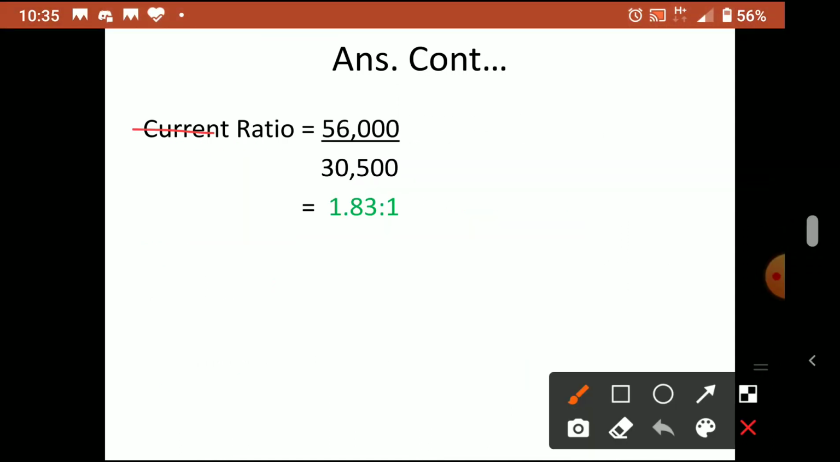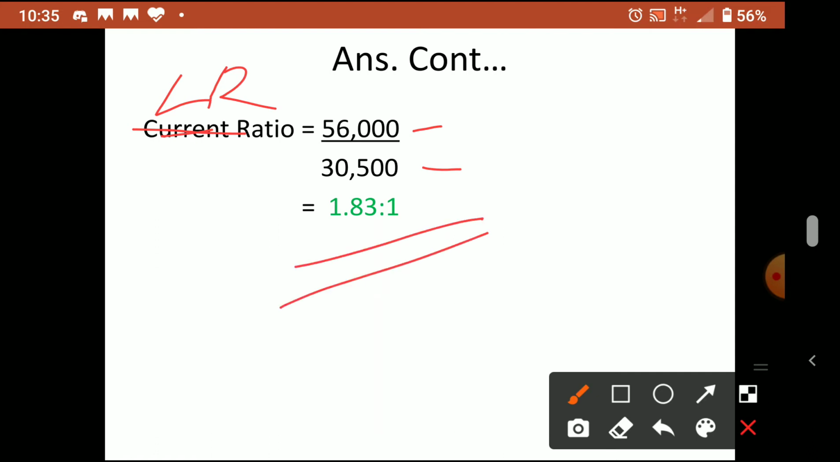So here also you change, this is liquid ratio. Liquid ratio is equal to liquid assets by current liabilities. Liquid assets is 56,000, current liabilities 30,500. So the answer is 1.883:1. So for liquid ratio, the ideal ratio is 1:1.